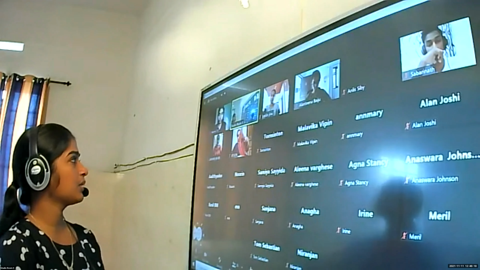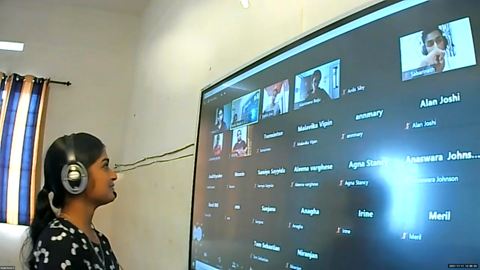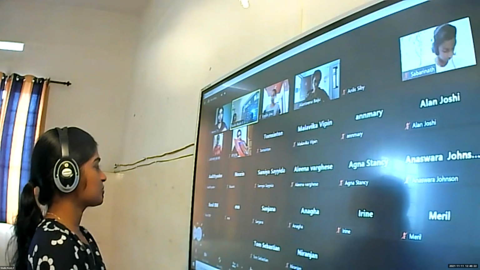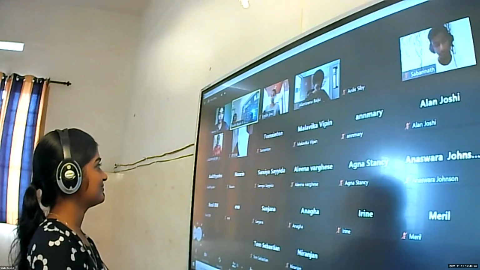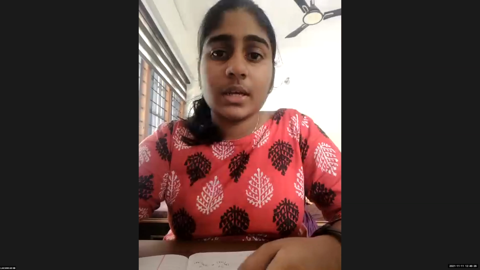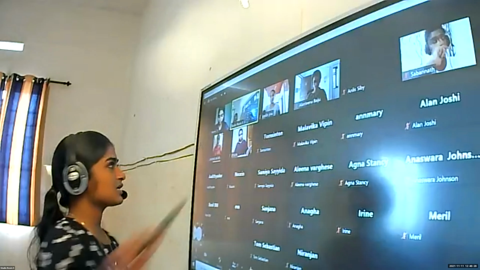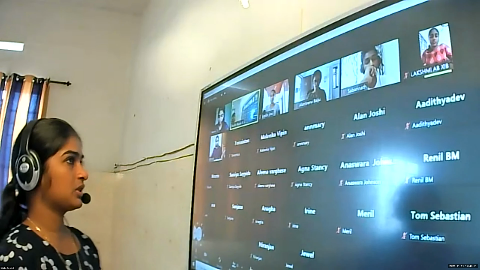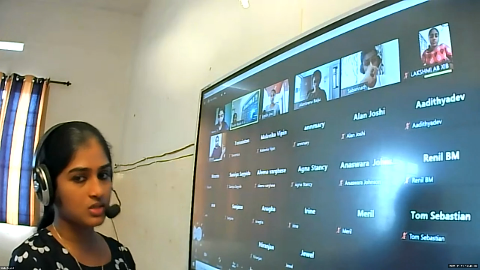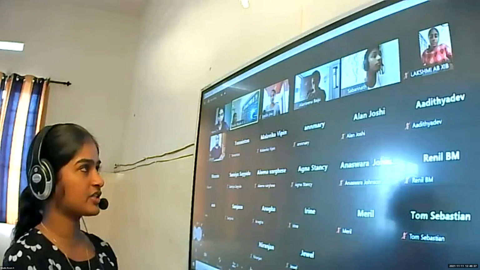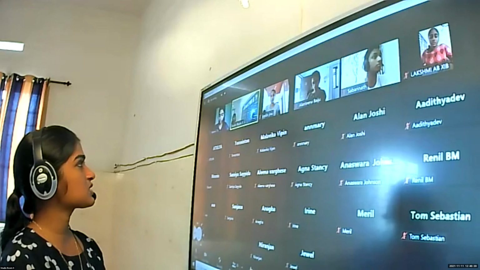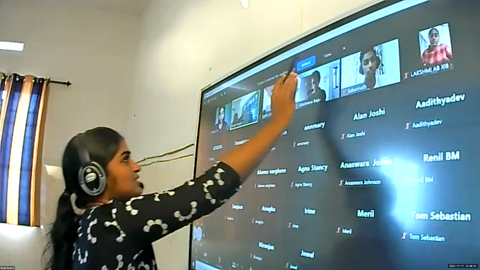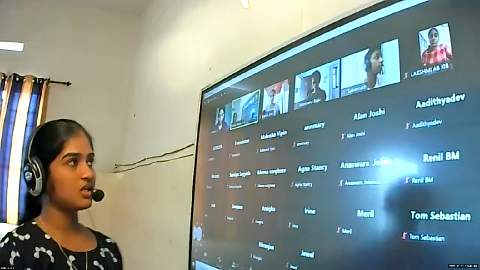Do you remember the name of that method? Lakshmi? Oxidation number method and half reaction method. In the last class, we had discussed about oxidation number method. There are two methods to balance redox reaction. First one is oxidation number method and second one is half reaction method. Do you remember the steps to balance this redox reaction using oxidation number?